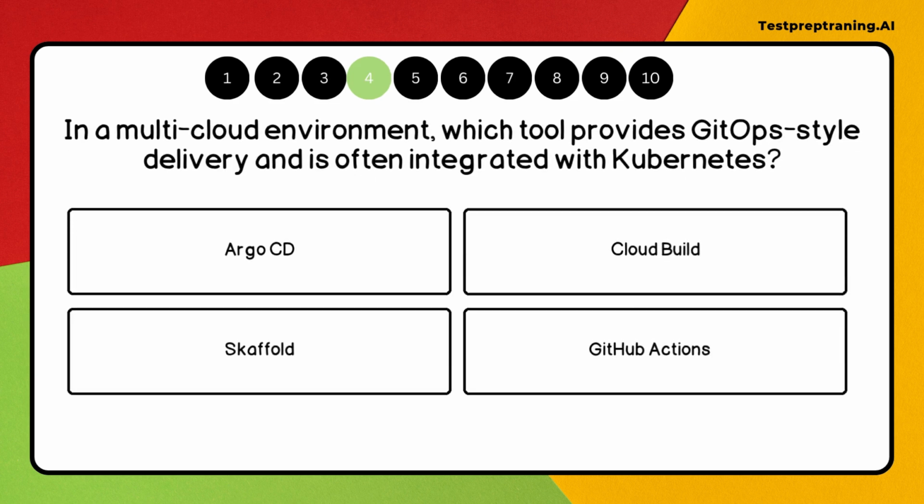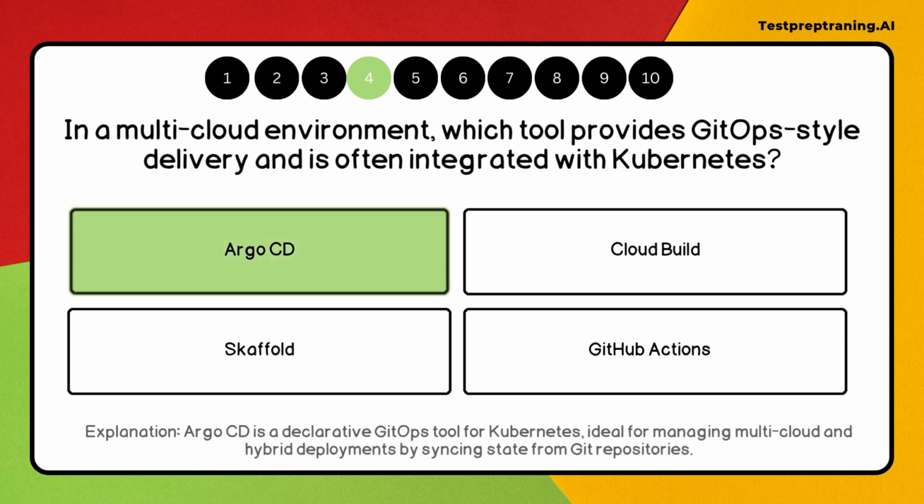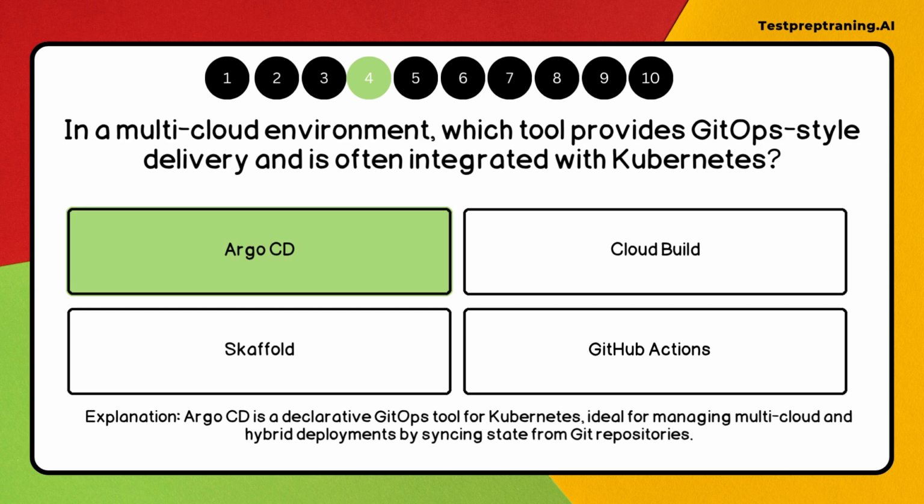Question 4. In a multi-cloud environment, which tool provides GitOps style delivery and is often integrated with Kubernetes? Correct answer is Argo CD. As Argo CD is a declarative GitOps tool for Kubernetes, ideal for managing multi-cloud and hybrid deployments by syncing state from Git repositories.